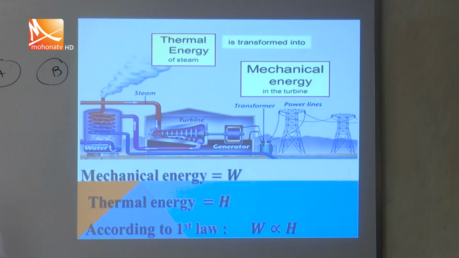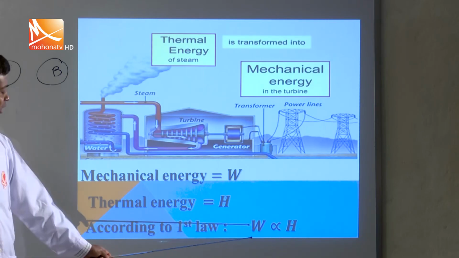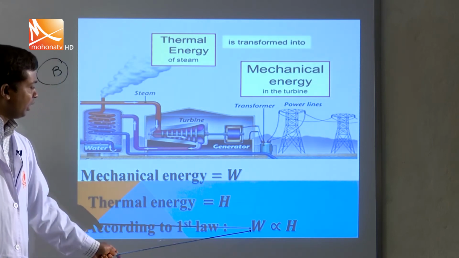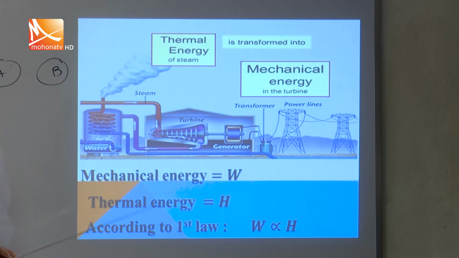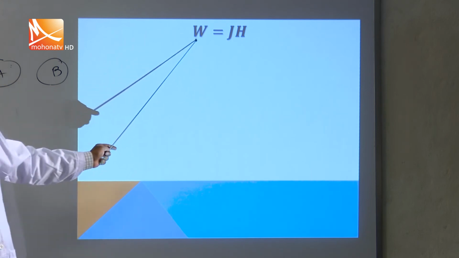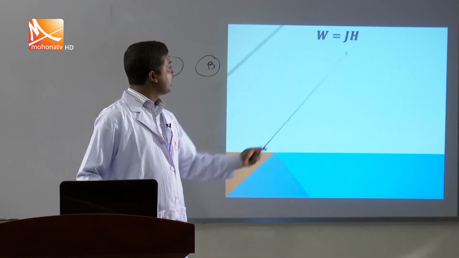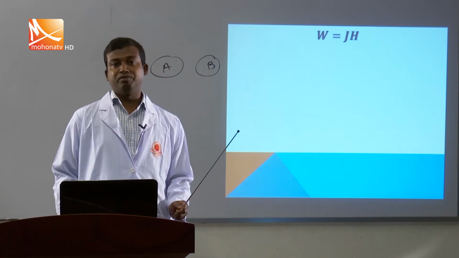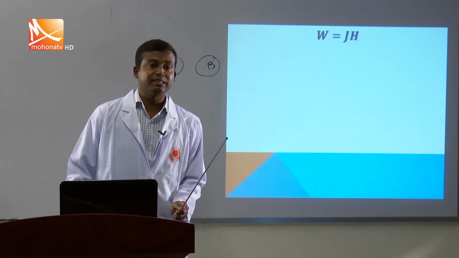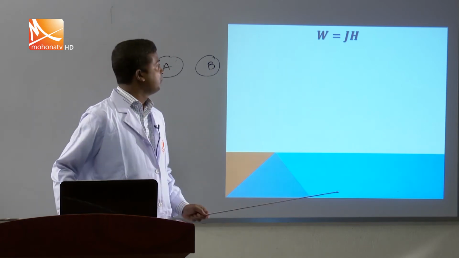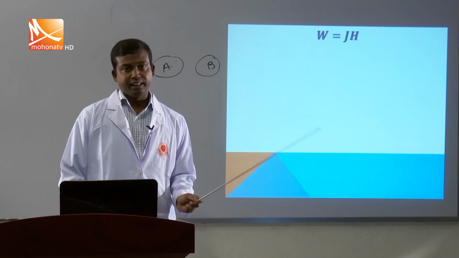These two will be proportional to each other according to the first law of thermodynamics, W proportional to H, where work done and heat are proportional to each other. So, by using a mathematical equivalent, W equals J times H. So, this is the mathematical formula of the first law of thermodynamics. What basically does the first law say? If heat energy is converted to work, or work is converted to heat, then these two will be proportional to each other. This is basically described here.